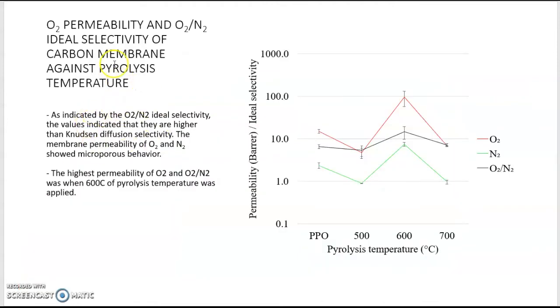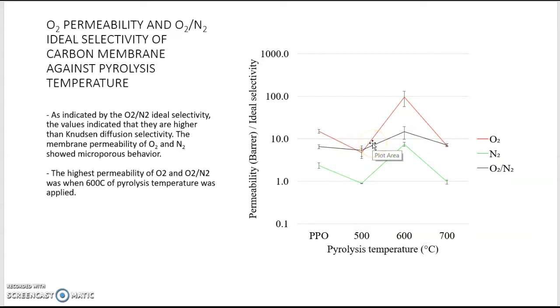This is the first test, where we vary the pyrolysis temperatures. As we can see, the red line is the oxygen permeability, the green line is the nitrogen permeability, and the black line is the ideal selectivity between oxygen and nitrogen. At a pyrolysis temperature of 500 degrees Celsius, the performance is actually lower than the polymeric membrane.